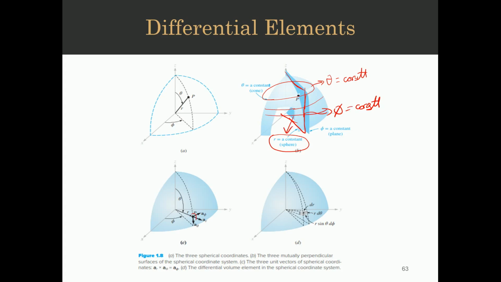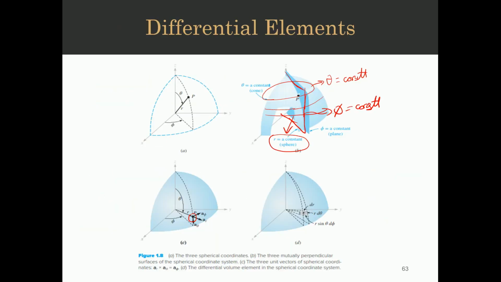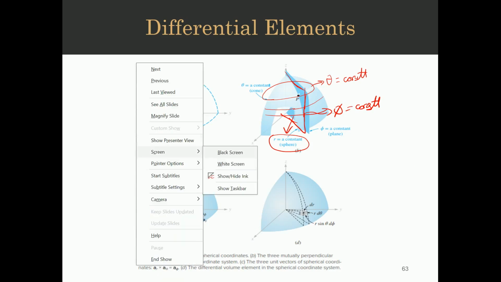We have seen the unit vector representation. Now let's talk about the differential elements. The differential elements will remain the same, so let me go to the differential elements. For the spherical coordinate system, the idea remains the same. We need to find the three differential elements.